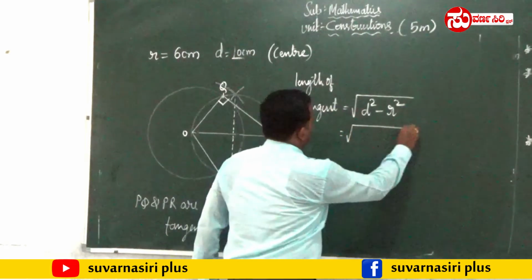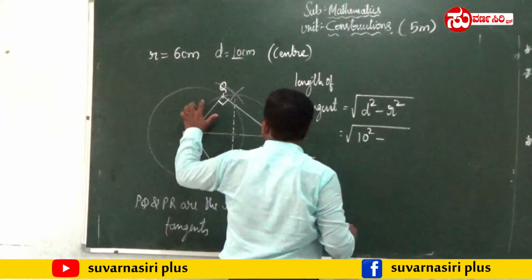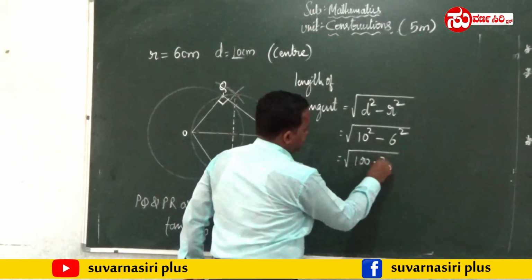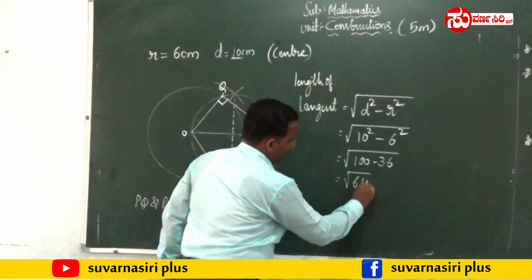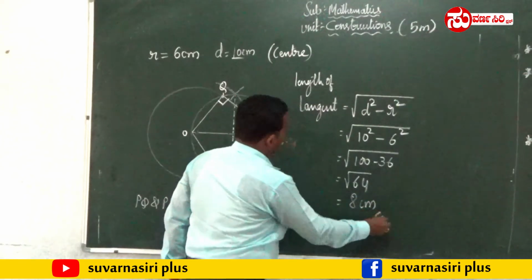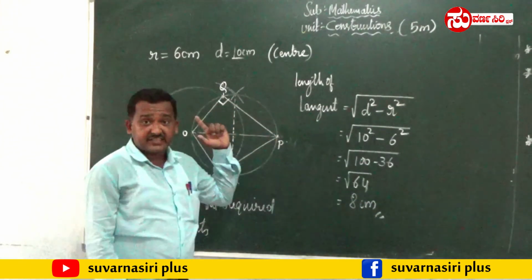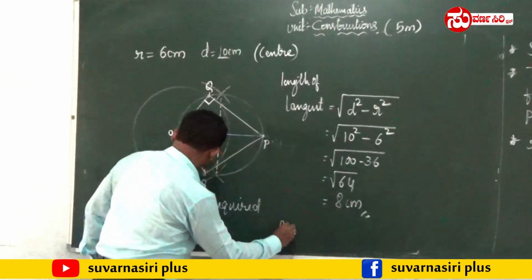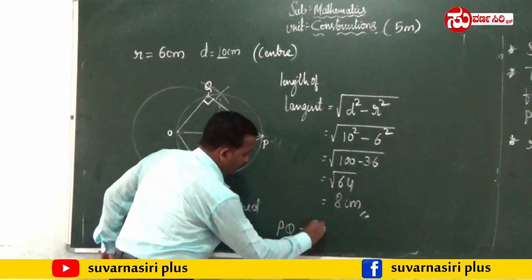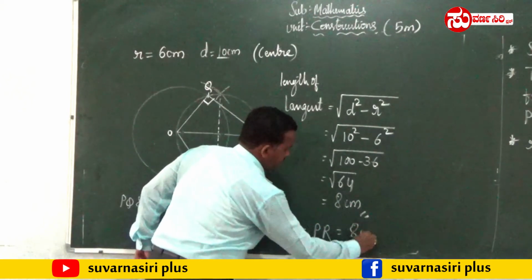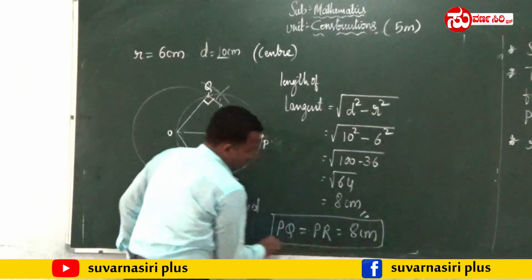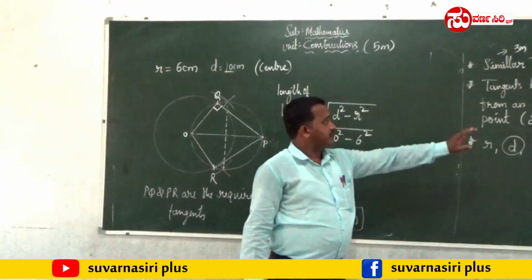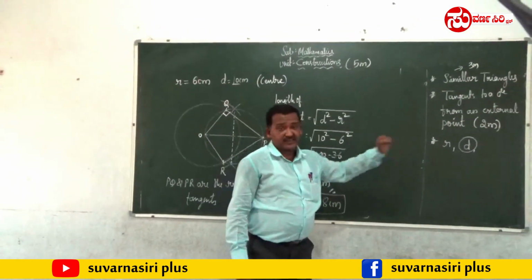So substitute the values. d is 10 square minus radius 6 square. So 100 minus 36, that is 64. That is equal to 8 centimeter. The tangents you have drawn here, PQ should be equal to PR, which is equal to 8 centimeter. This is how you have to construct tangents to a circle from an external point. That is the first case.